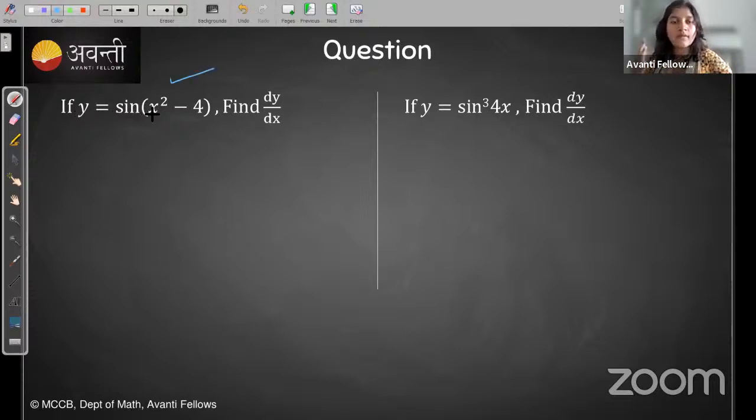y is equal to sine of x squared minus 4. We have to find the derivative of this function. Both the functions are composite functions. So try to find the derivative of this function. I'll give you 1 minute. Try to find it and let me know the answer in the chat box.